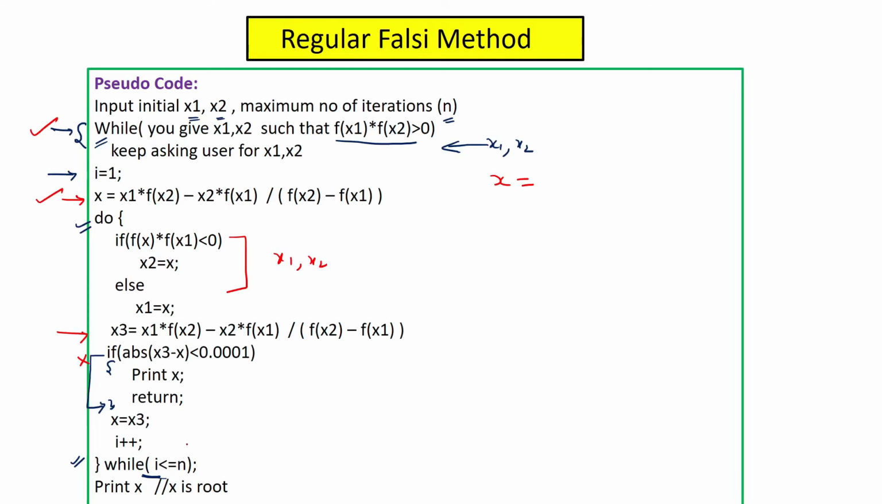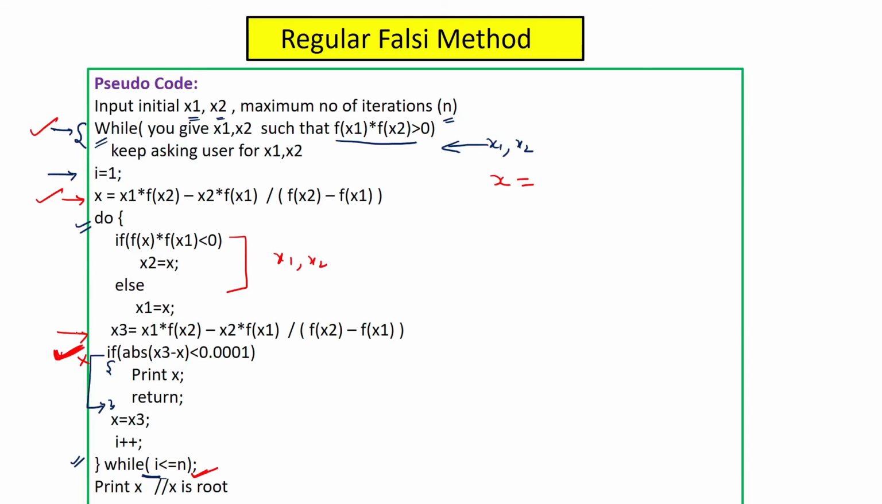But in this pseudocode, we can stop due to two conditions: either when this while loop is false or if this if condition is true. This if condition is actually checking whether the current iteration and the previous iteration values of x are matching or are within some threshold, then we have to stop. Now what is that threshold? Let's come to that point.